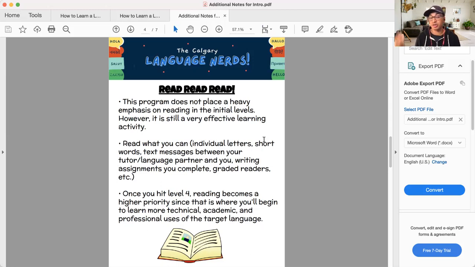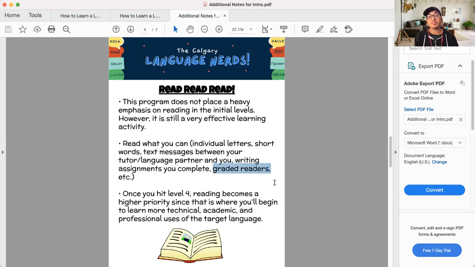Throw an article in front of me, I can read it out to you at a slow speed, but a consistent speed. And it doesn't feel daunting to have to read something anymore. Lots of words I don't know, but I can at least read it out loud and read the different script and everything. And so read what you can. Individual letters, short words, text messages between you and your tutor or language partner, writing assignments you complete. That's a big one. When you do the writing assignments, read your own writing. That's a great way to do reading practice. Like read the corrected writing.